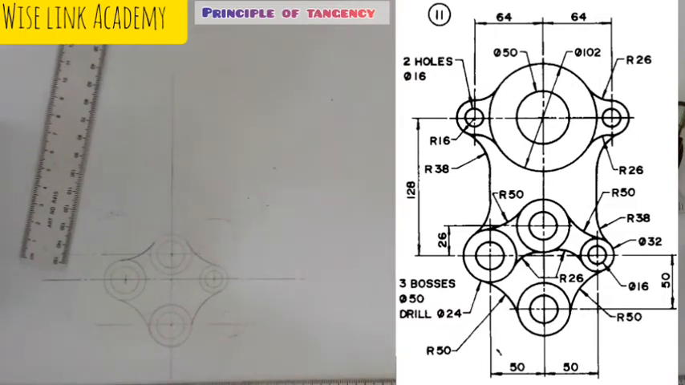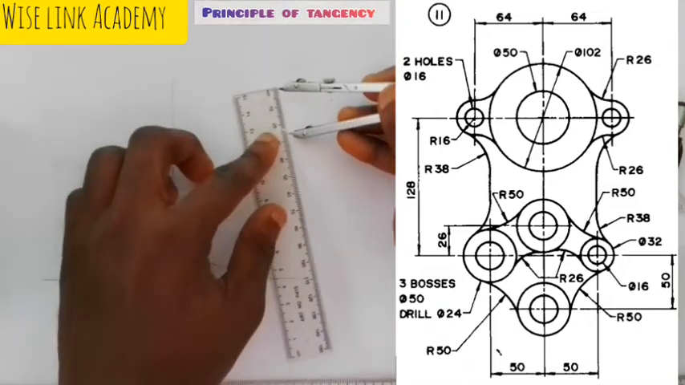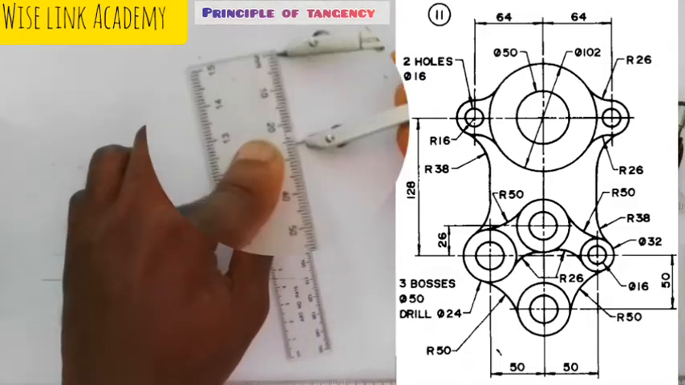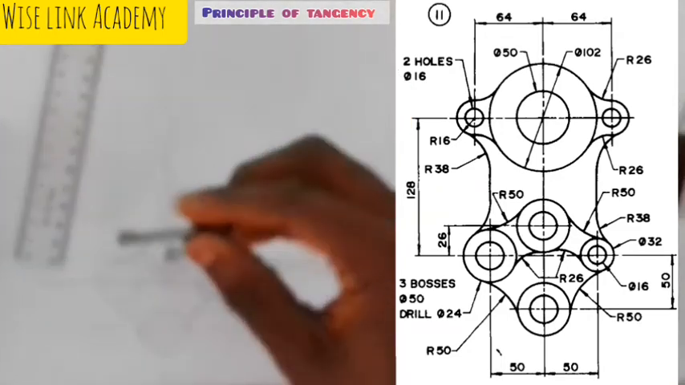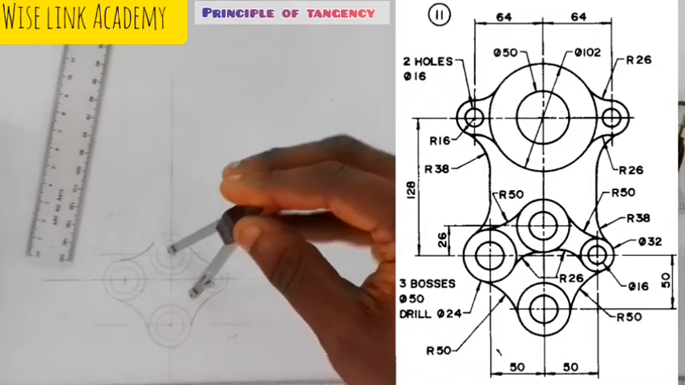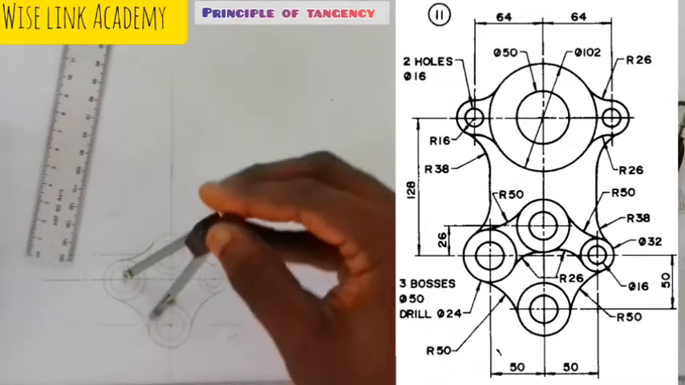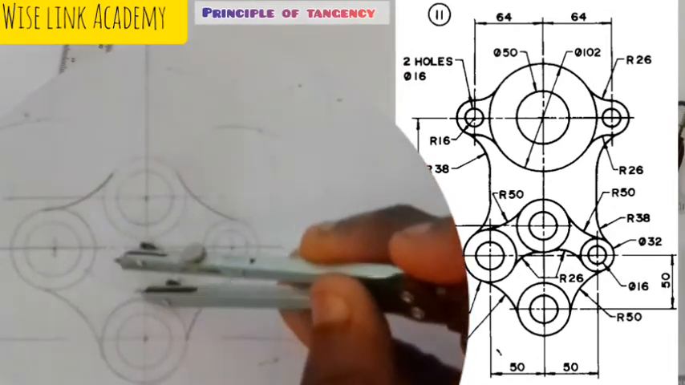So 12.5 plus 13, I will have 25.5. So measure 25.5 at this point to this point, 25.5. So take it at this point here, strike an arc downward this way. Similarly, come to this point, strike an arc to cut it. So where they meet is at this point. At that point, gauge it.